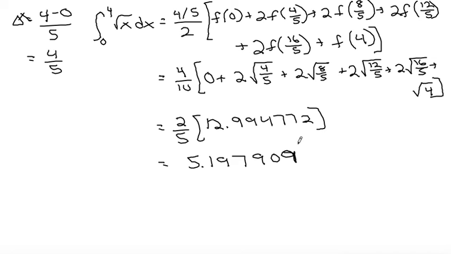And the question asks for me to give my answer to 4 significant figures. So 4 significant figures would be 1, 2, 3, 4. I need to round to my 7, which number after 7 is bigger than 5, so I add 1 to my 7 to get 5.198, which would be my answer.